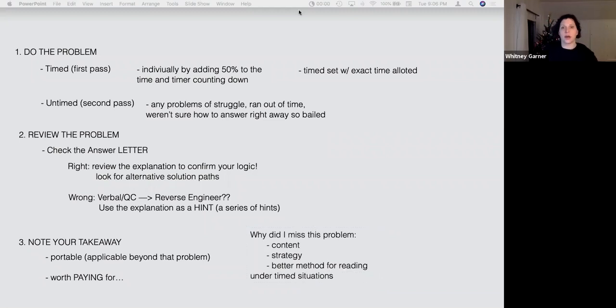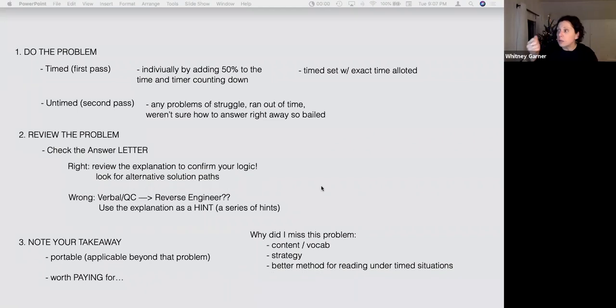Like, what am I going to do? What part did I misunderstand? Maybe it's vocab, so we'll put that under content as well, but it might be some vocab word that caught me. But your job is to figure that out. Why did I miss it? Because I don't want to make that mistake next time.